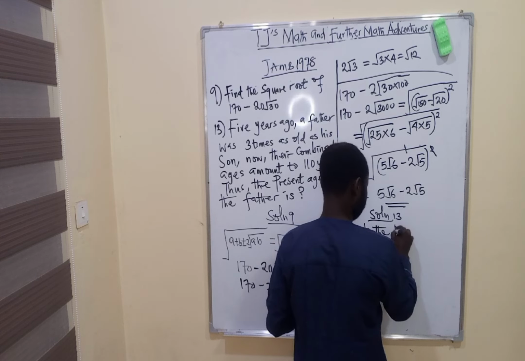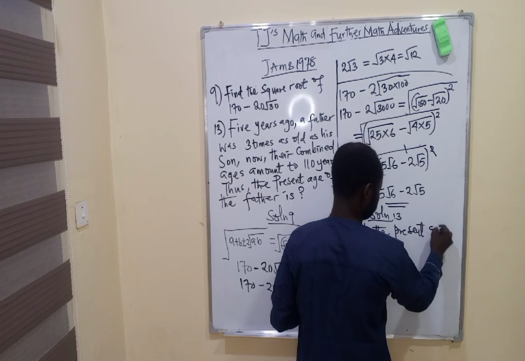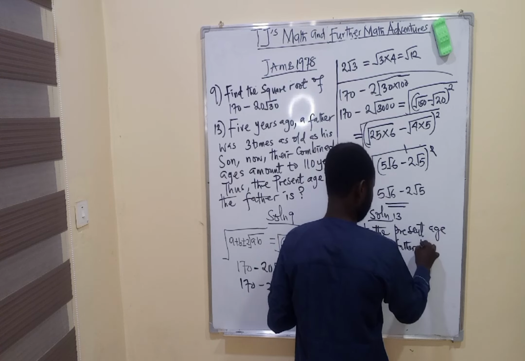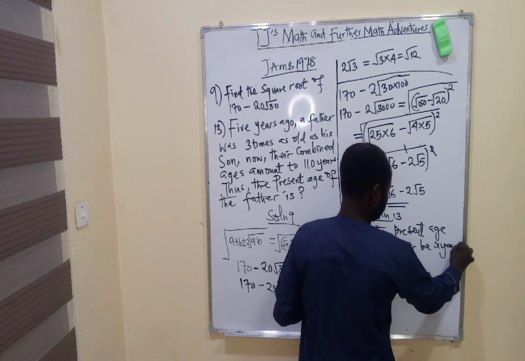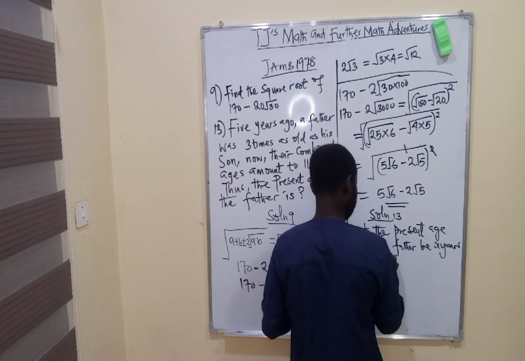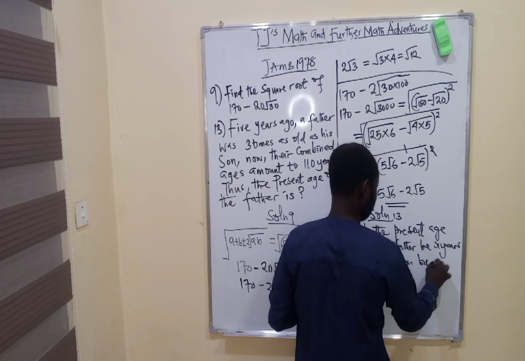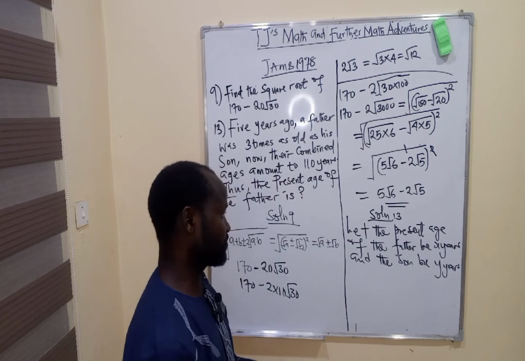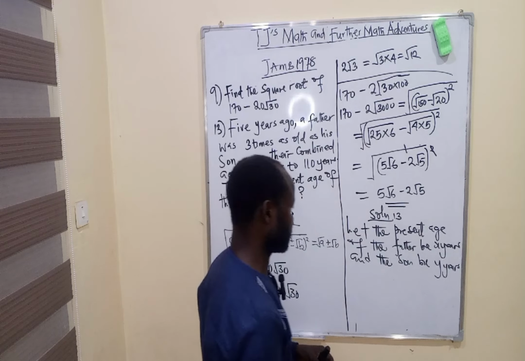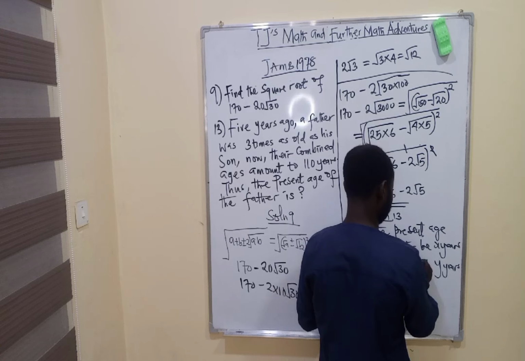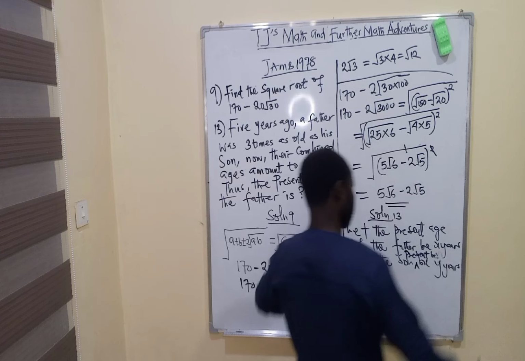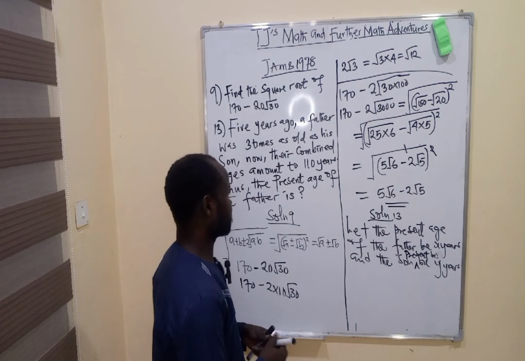So, we don't know the present age of the father. Let the present age of the father be X years, and the son's present age be Y years. So these are the first interpretation.